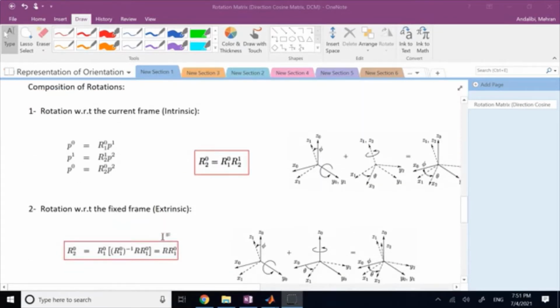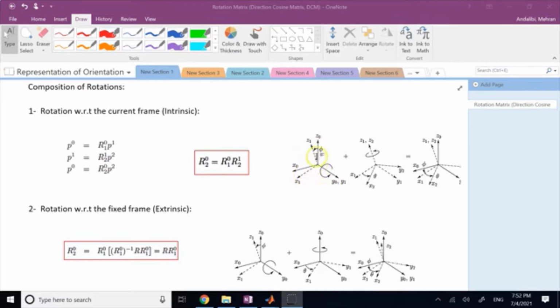Well, there are two ways that you can do the composition of the rotations. One is the rotations that you are composing, or not combining really, they are all done with respect to a current frame axis. What do I mean? So let's say here, I first rotated my initial frame of knots, frame 0, with an angle phi about the y-axis. And the intermediate frame, I call it x1, y1, and z1.